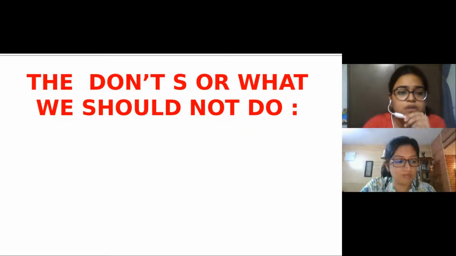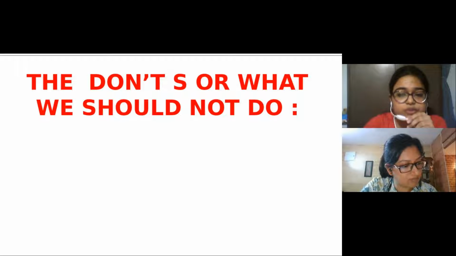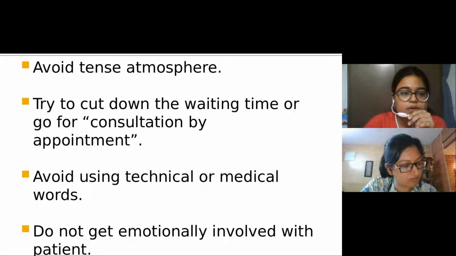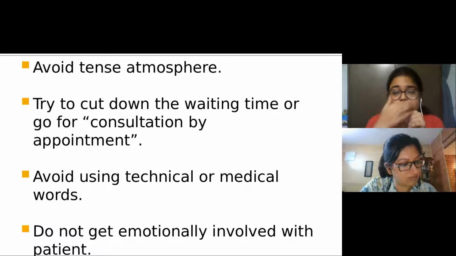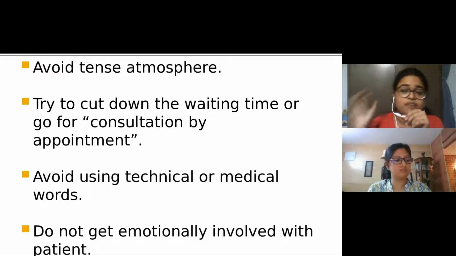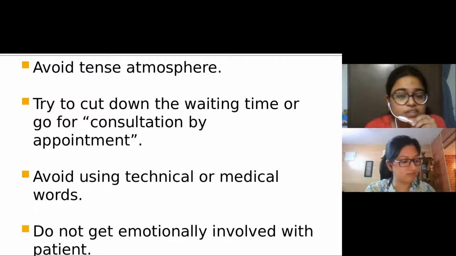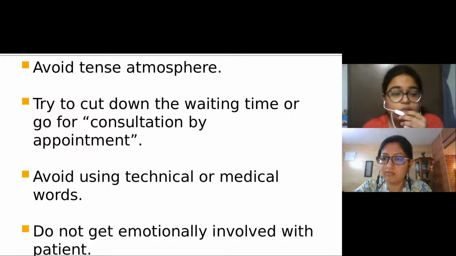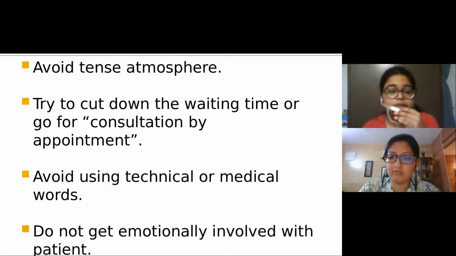And then let's discuss the don'ts, or what we shouldn't do. So first thing, avoid a tense atmosphere, because if we are tense or the atmosphere is like that, the patient will not trust that this doctor will be able to cure him or not. So that's why avoid the tense atmosphere.